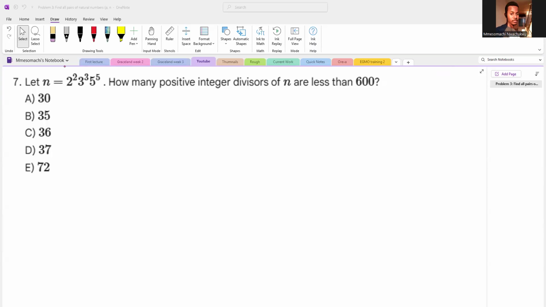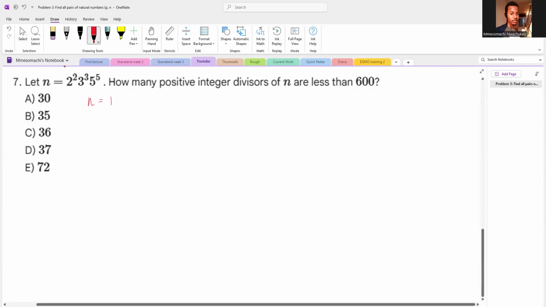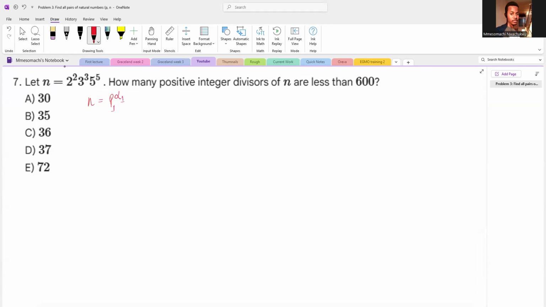Okay, so one of the things I'll be using in this is fact number one. If we have this as the prime factorization of n, then we can get the number of divisors from this formula. Okay, that's the first statement. Now, what can we do here?